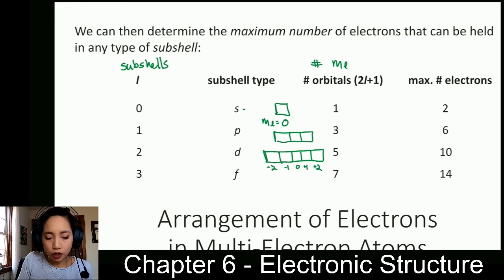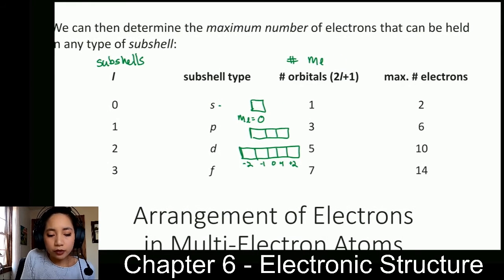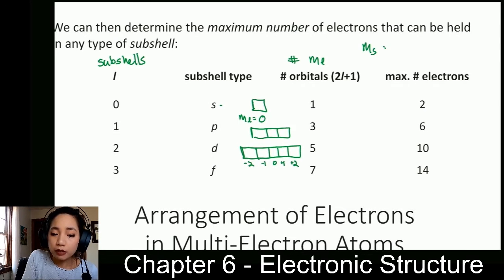I'm not going to draw all the boxes. But each one of these boxes represents an orbital within each of these subshell types, or these different shapes. Each of those boxes can hold a maximum of 2 electrons. Because of our ms quantum number, we can have a positive 1/2 or negative 1/2.